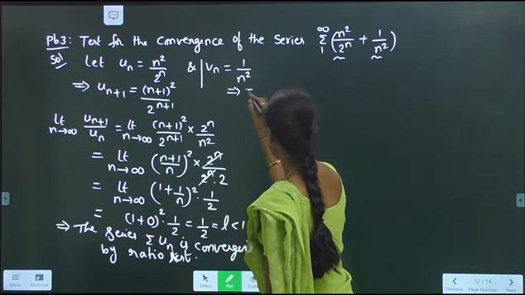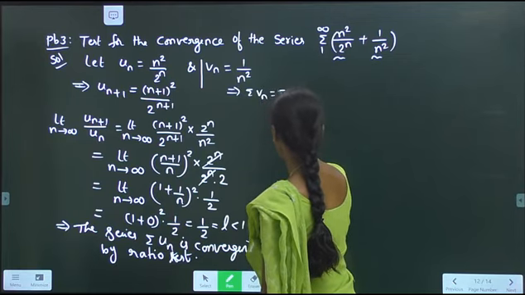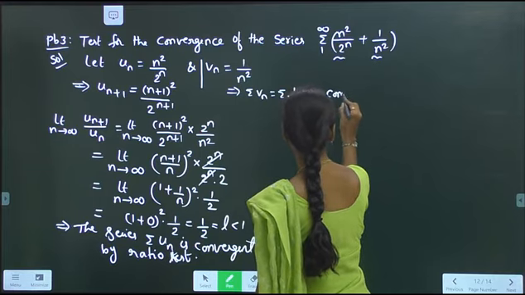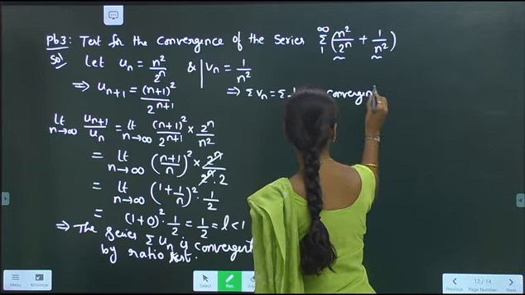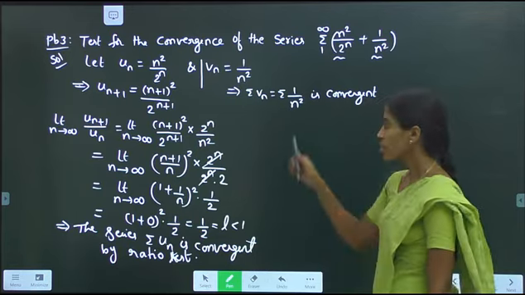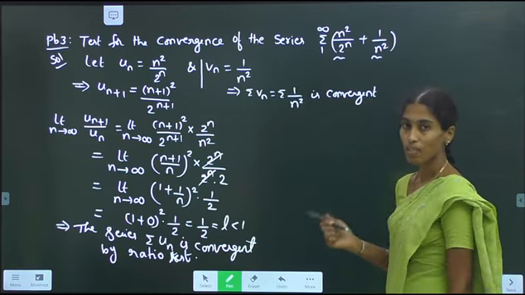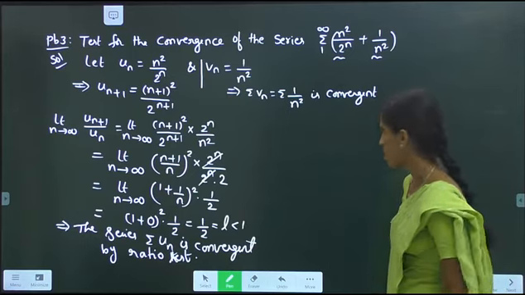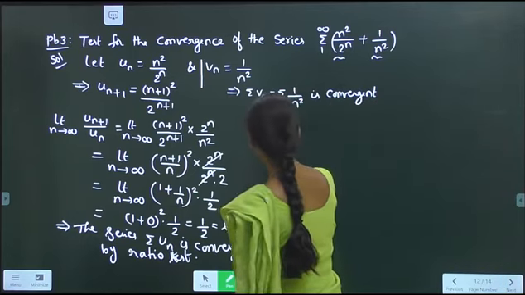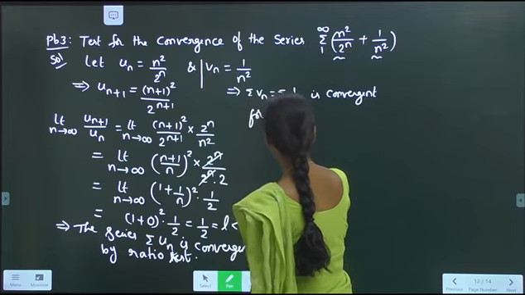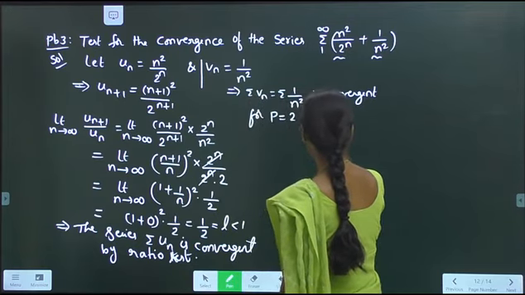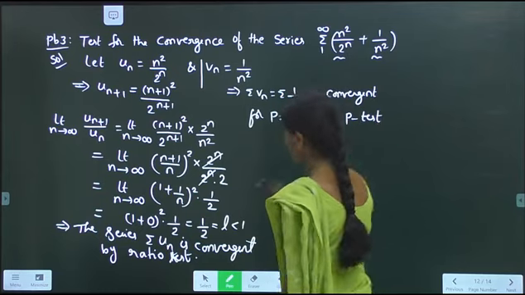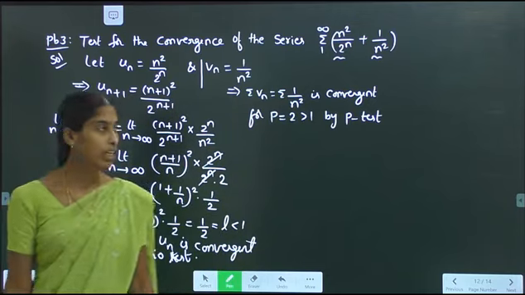Now you see the second half, which is Vn. So Vn is equal to sigma 1 by n square is convergent. What is this form? Sigma 1 by n power p is the form. Sigma 1 by n power p is there, then we use the p test, right? Is convergent for p is equal to value 2 greater than 1 by p test. By p test it is convergent.